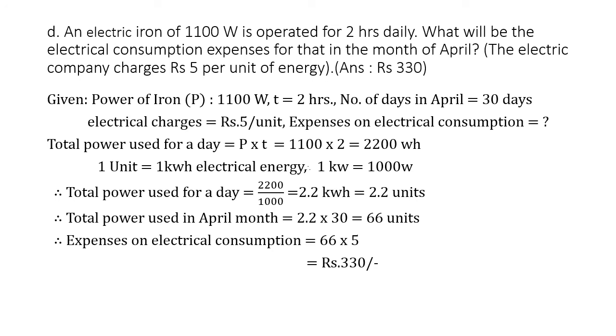Now what are your expenses? Expenses on electrical consumption is equal to total units consumed into rate per unit. The rate per unit, as given, is 5 rupees. You are consuming 66 units. So 66 multiplied by 5 is 330 rupees. So if you use an iron with power 1100 watt which is operated 2 hours daily, then for the month of April the electric charges, or the electric bill, will be 330 rupees.